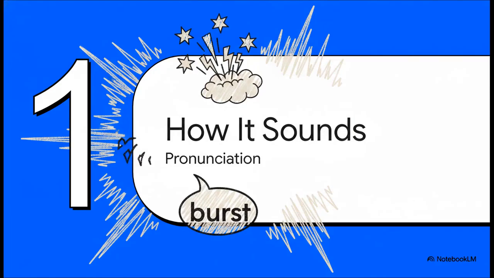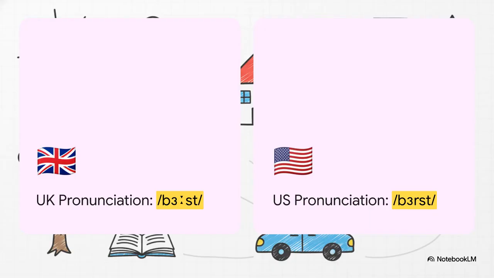Okay, first things first. Before we get into what a word does, we've got to know how to say it, right? So let's start with the sound of burst. Now this is pretty cool. Check out the subtle difference here. In the UK, it's a softer burst. You almost don't even hear that R. But in the US, that R is right there, front and center. Burst. It's a tiny detail, but it's a great little reminder of how one word can have totally different vibes, even in the same language.